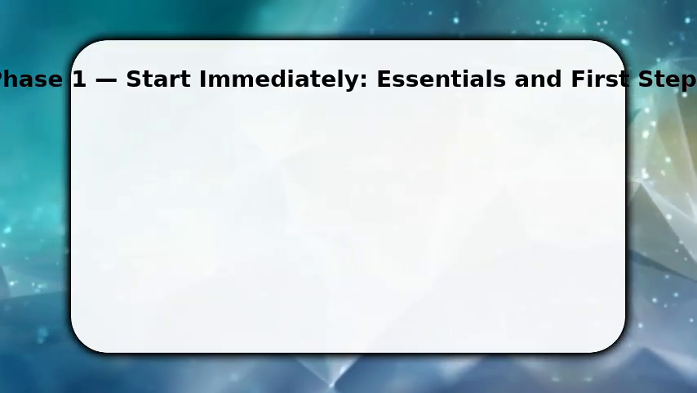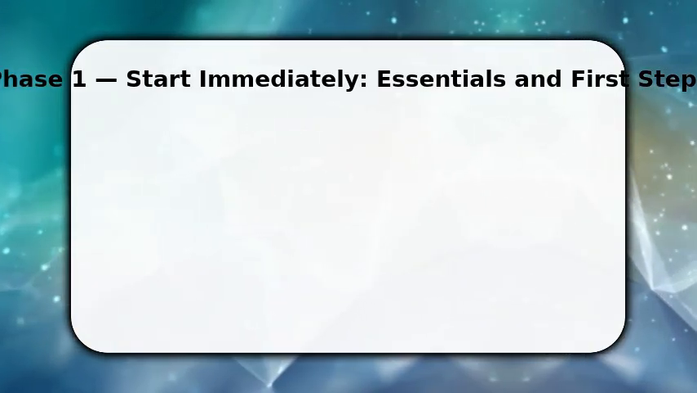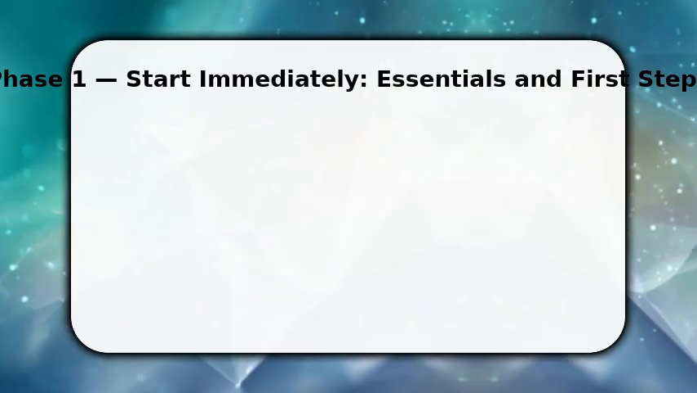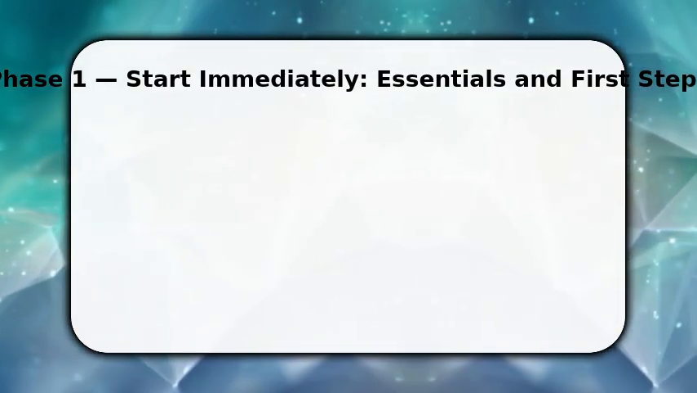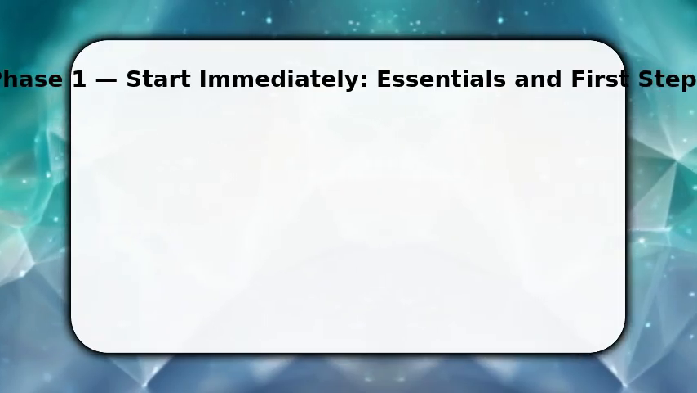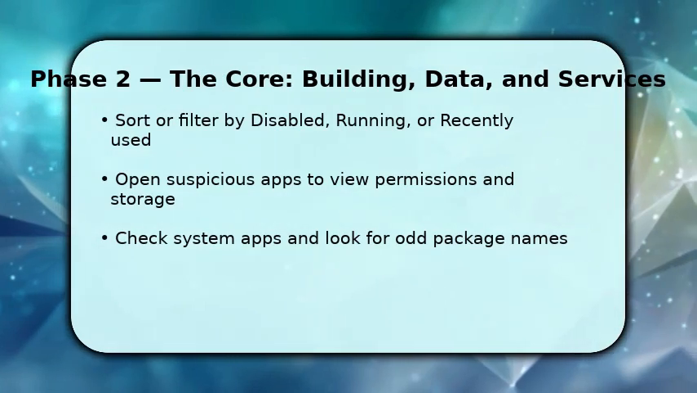You do this because hidden or disabled apps often remain listed but suppressed. Showing everything exposes them. Make sure to note package names that look unfamiliar, as those are often the hidden targets you'll investigate next. Now, sort or filter the app list by disabled, running, or recently used.